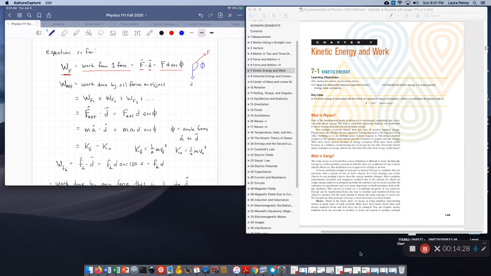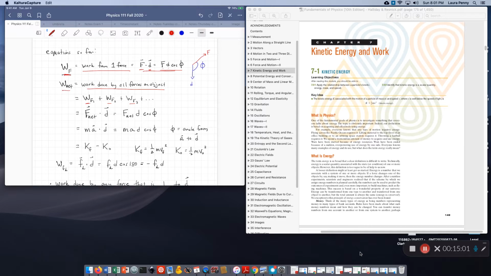The net work done by all the forces, so W net is the work done by all the forces on an object. And this thing is equal to a lot. It's equal to a lot of different equations. There's a lot of ways to calculate W net. W net is equal to, just like we just did in that example where we said how much work does one force do, how much work does the second force do, how much work does the third force do, where we use these equations to get that. You can do that.